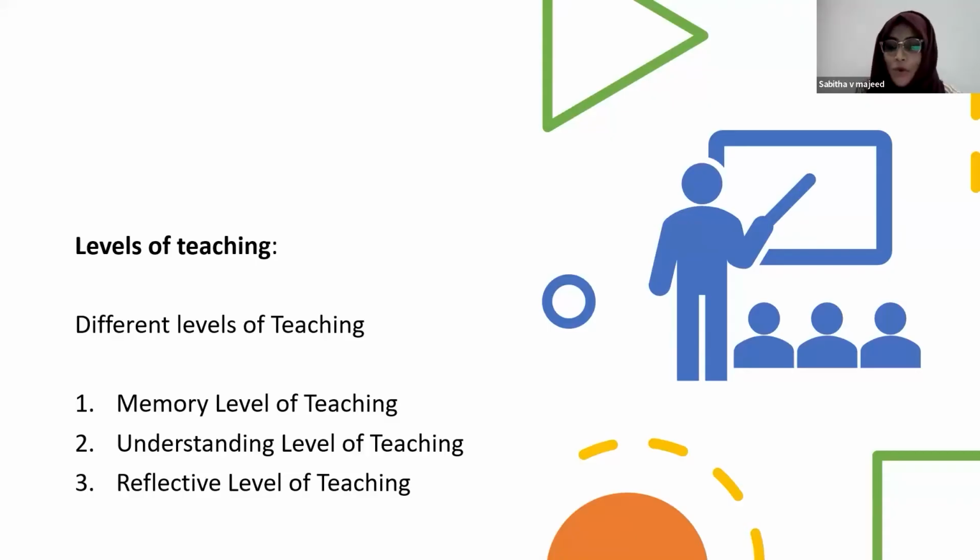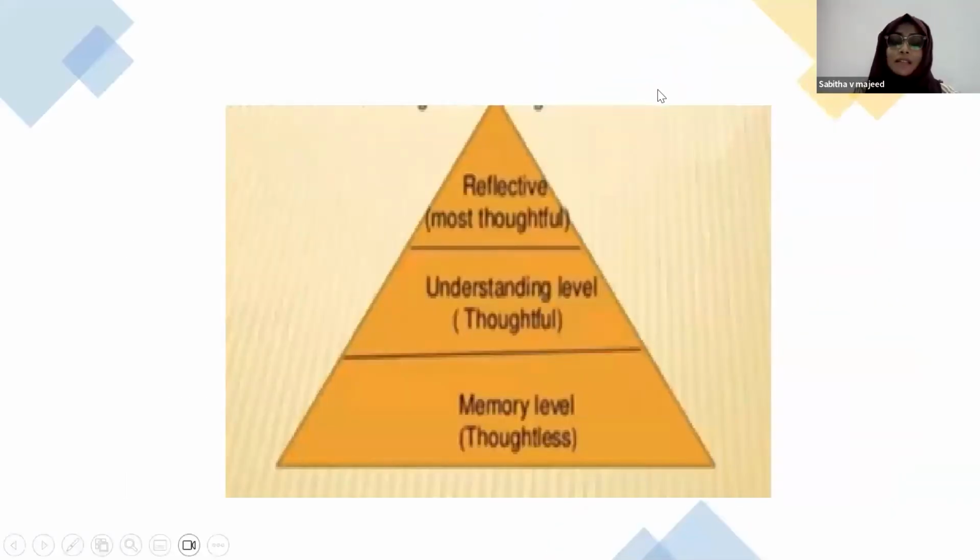Okay, so we can picture the levels of teaching as a pyramid: memory level, understanding level, and reflective level of teaching. As you can see in the pyramid, the basic level of teaching is the memory level. The intermediate level is the understanding level. And the topmost, highest level of teaching is the reflective level.